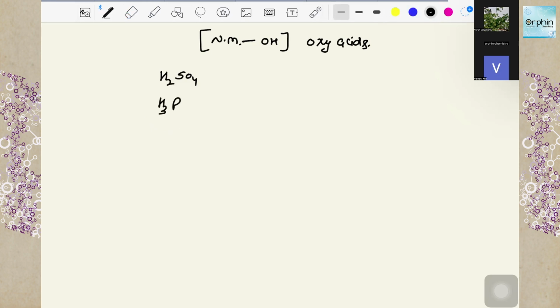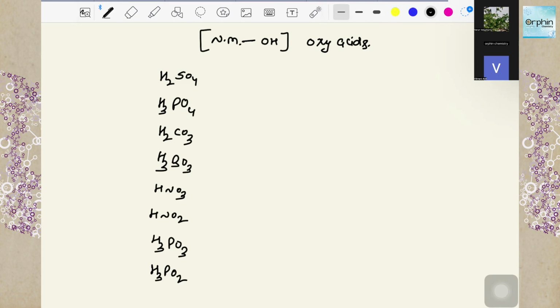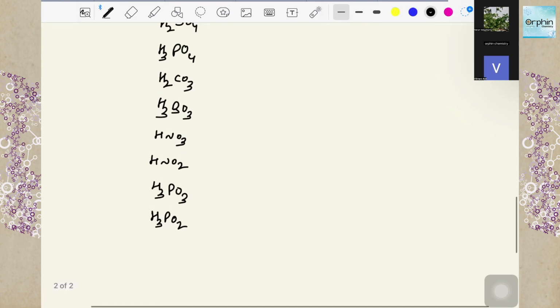H3PO4, H2CO3, H3PO3, HNO3, HNO2, H3PO3, H3PO2. We will be seeing the naming later. But first, what we are doing, beta? First, we are seeing how to draw the structure, right? We are completing this thing.